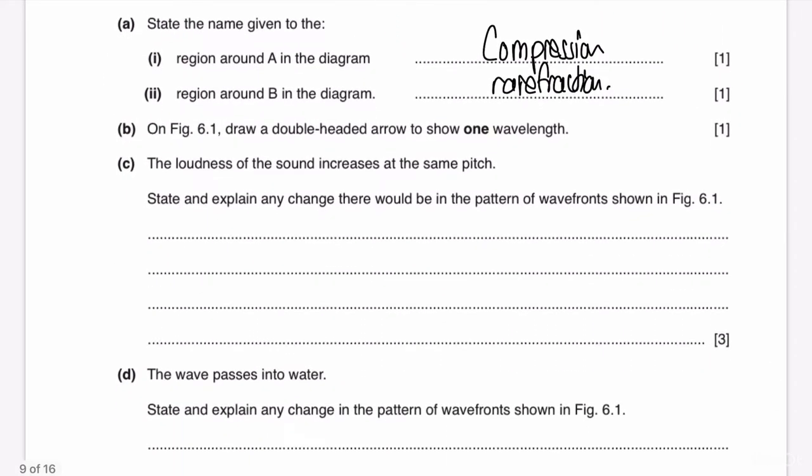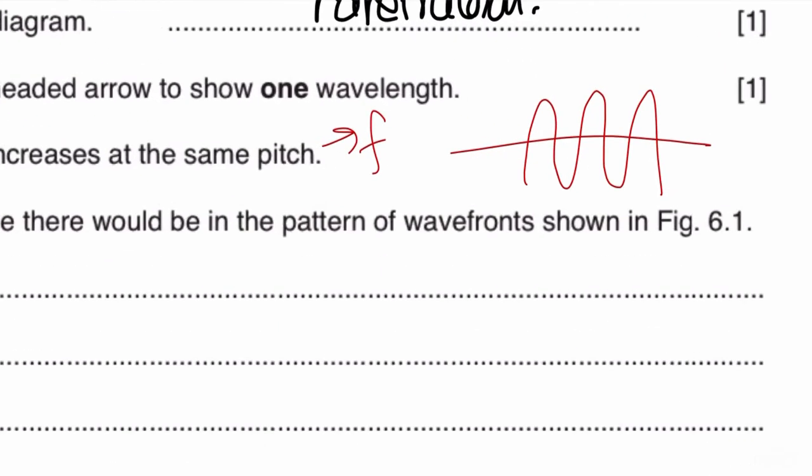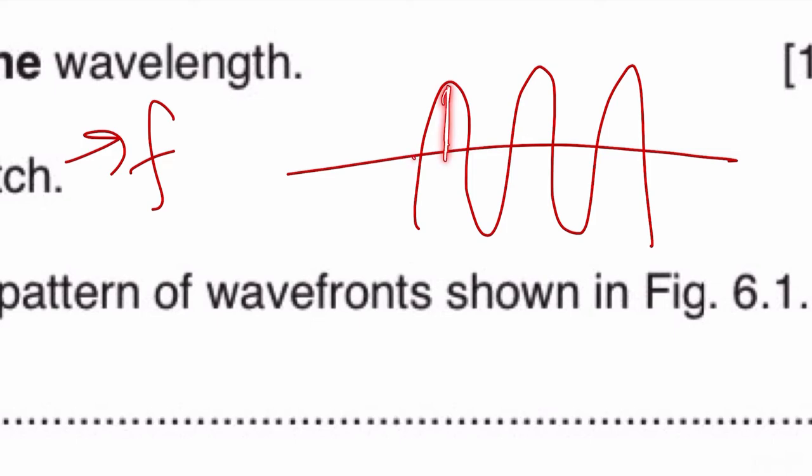See, the loudness of the sound increases at the same pitch. पिच क्या रिप्रेजेंट करती है? पिच रिप्रेजेंट करती है फ्रीक्वेंसी. तो अगर फ्रीक्वेंसी सेम है और लाउडनेस इंक्रीज हो रही है, तो स्टेट एंड एक्सप्लेन एनी चेंजेस देयर वुड बी इन द पैटर्न ऑफ द वेव फ्रंट्स. वेव फ्रंट का क्या होगा? वेव फ्रंट ये होगा कि हमारे पास एम्पलीट्यूड चेंज होगा, ठीक है. लाउडनेस एम्पलीट्यूड से होता है. तो एम्पलीट्यूड अगर चेंज होगा उससे, लेट मी जस्ट ड्रॉ वेव, ये हमारा वेव है, दिस इज एम्पलीट्यूड, एंड दिस इज वेवलेंथ, सही. अगर एम्पलीट्यूड बढ़ रहा है या कम हो रहा है, उससे वेवलेंथ पे कोई इफेक्ट नहीं आएगा, सही.